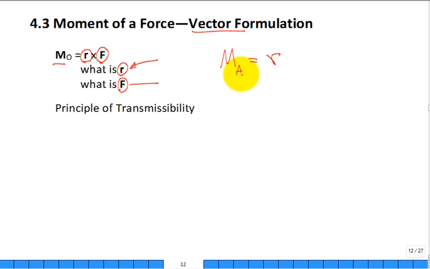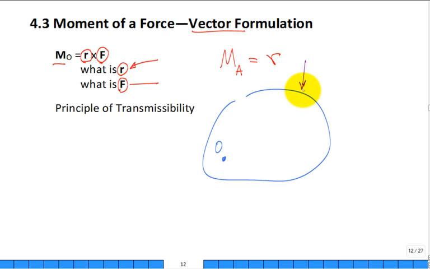So if I had, let me do this one. Here's my object here. Here's my point, let's call it O. Here is my force. I'm going to put it right here on my object, applied at that point. I then talk about the line of application that goes through that point, right? Okay.